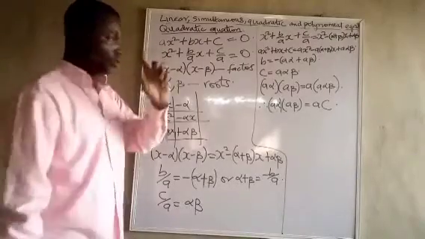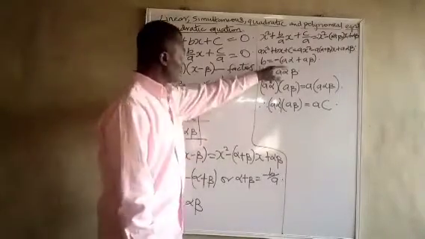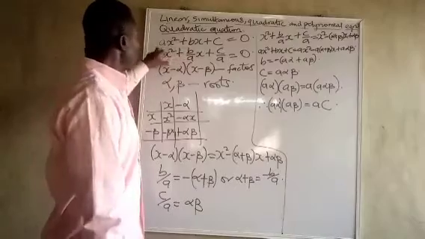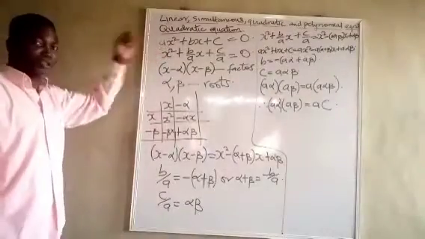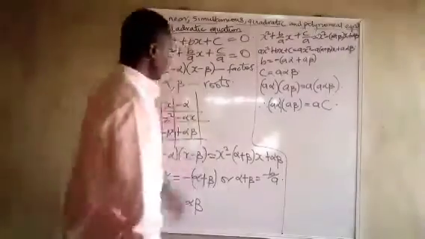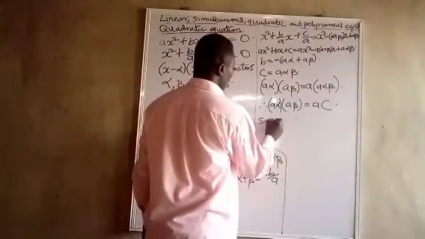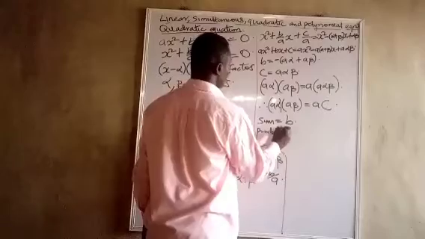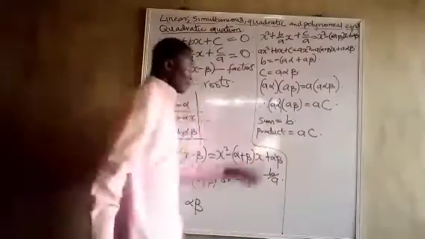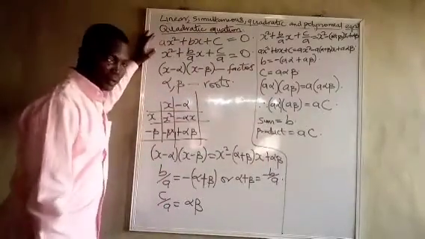Therefore, when you want to factorize this expression, the first one, what you need to do is to find two numbers whose sum will be equal to B and whose product will be the product of A and C. I am talking about when the coefficient of x squared is not equal to 1. That is how we factorize the first one.